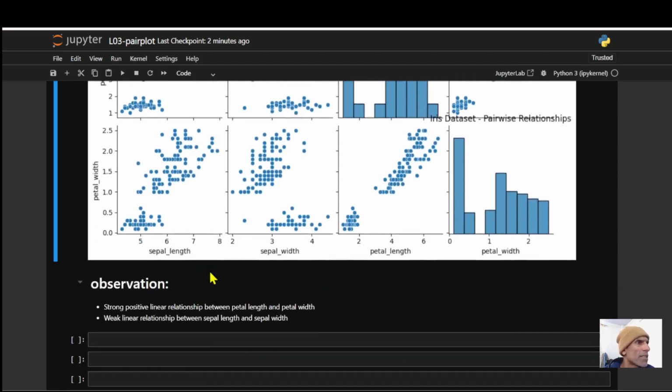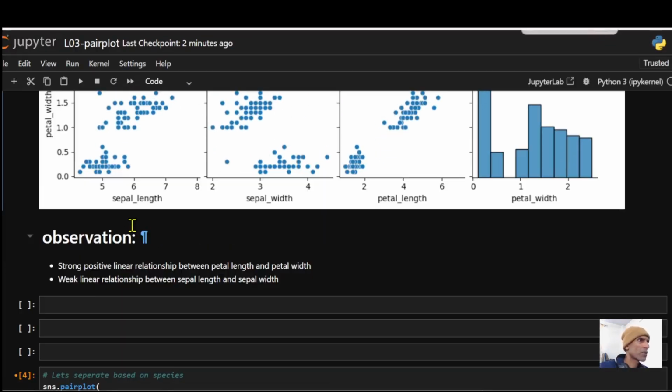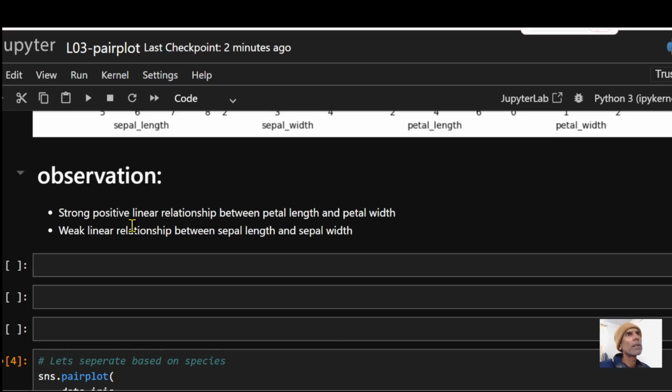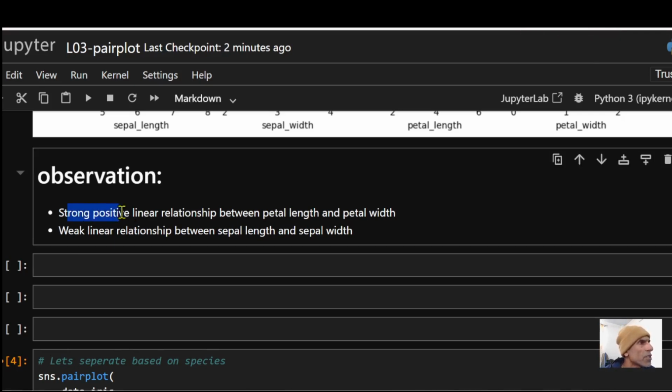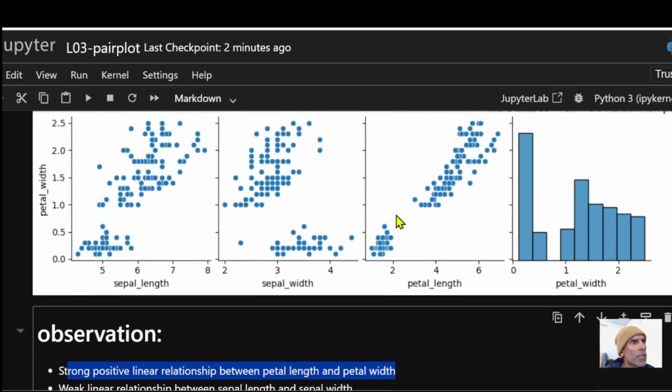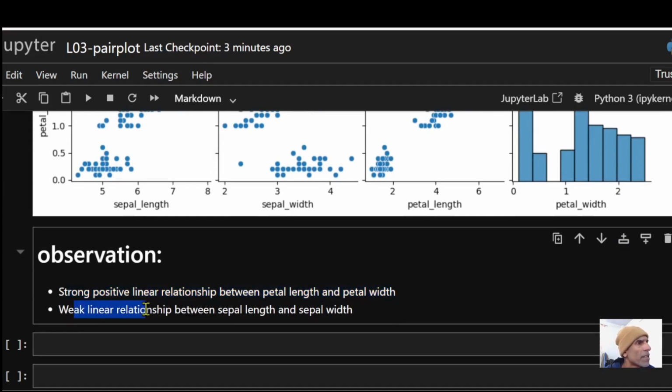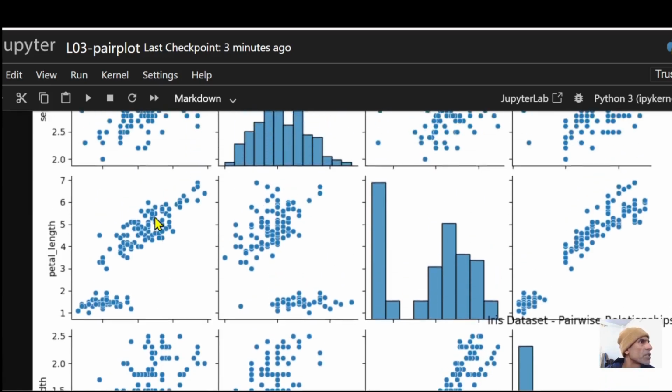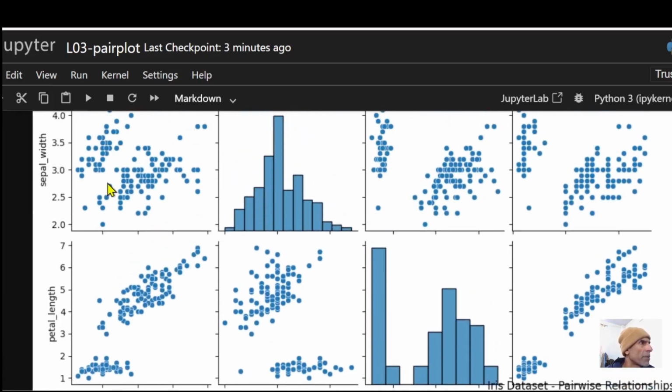So in this particular instance, let me increase the size of the screen. I can safely conclude that there is a strong positive linear relationship between petal length and petal width. We just saw that, that was this one. And also there is a weak linear relationship between sepal length and sepal width. That would be this particular diagram right here.